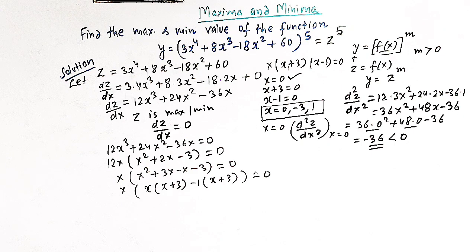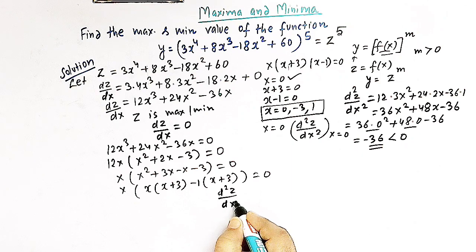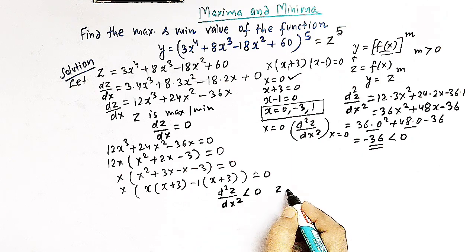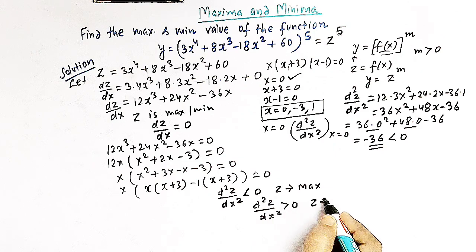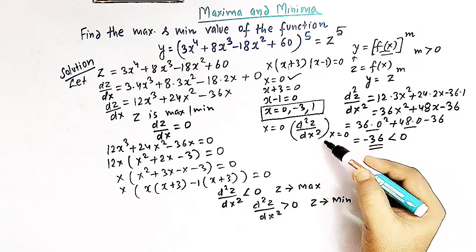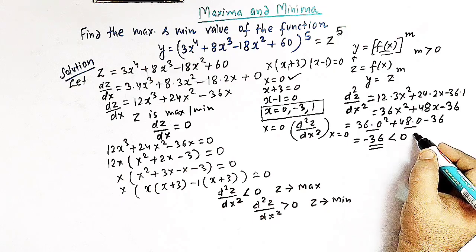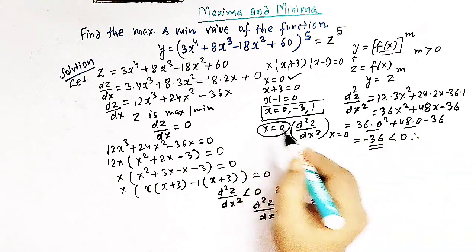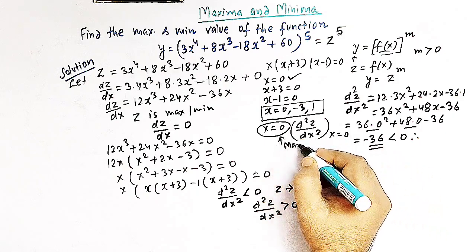Now the second derivative test says that if the second derivative is negative, that is less than 0, then z is maximum, right? And if the second derivative is greater than 0, that is positive, then z is minimum, right? So here the second derivative at x is equal to 0 is negative, that is less than 0. So we can conclude that this point, that is x is equal to 0, is a point of maxima, right?